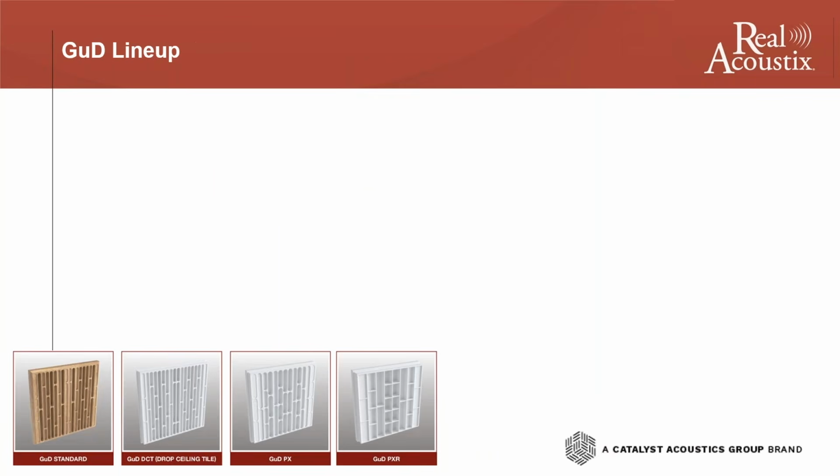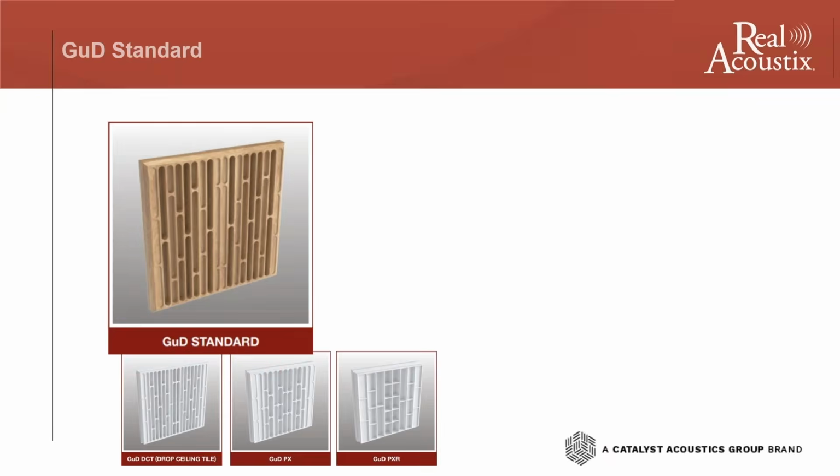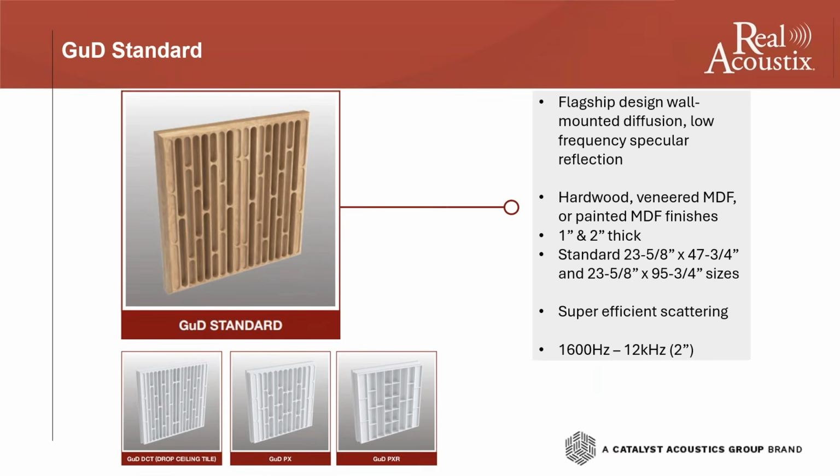So let's take a look at the GuD lineup that RealAcoustix currently offers. Our flagship one is the classic, the GuD standard, generally made of hardwood or veneered MDF. We do this many times as a paintable finish, potentially behind stretch fabric systems or even on the walls too. It usually has a nice acoustical aesthetic that people are looking for. Typically in a 2x4 or 2x8 fractional nominal design.